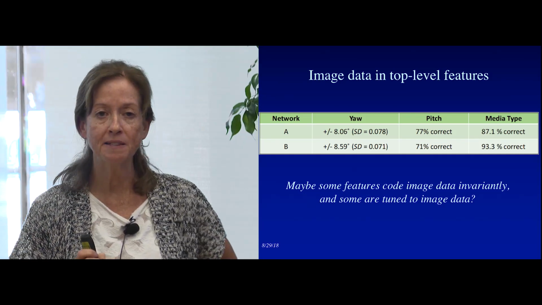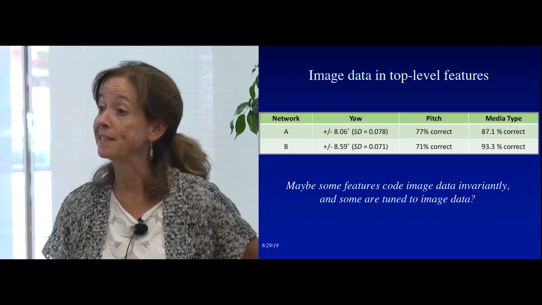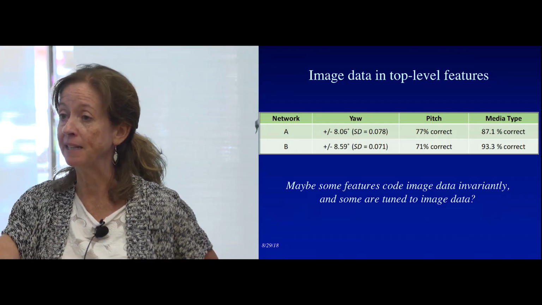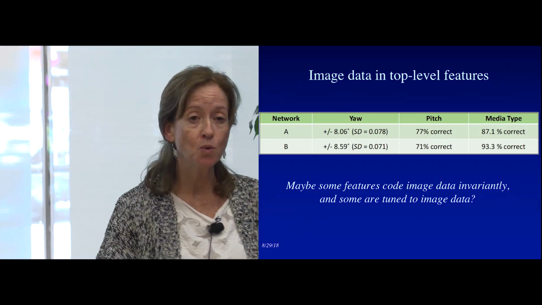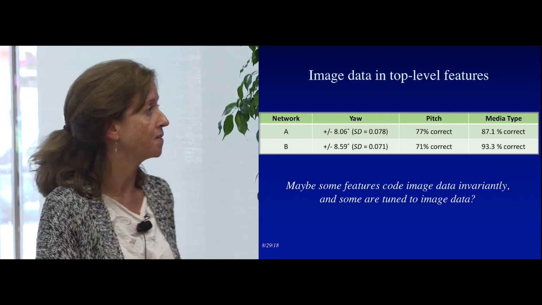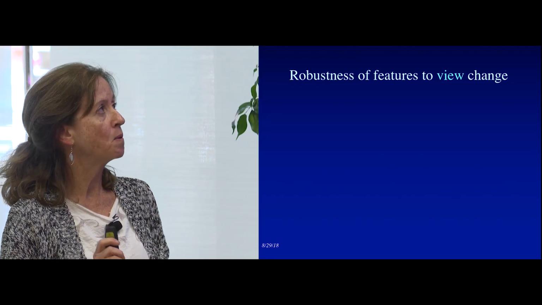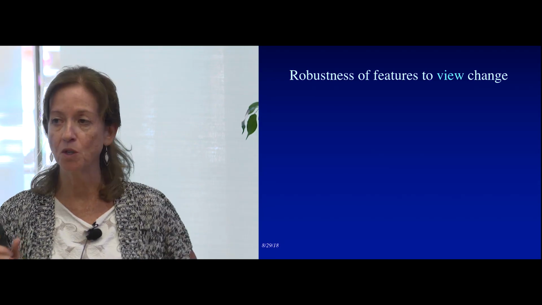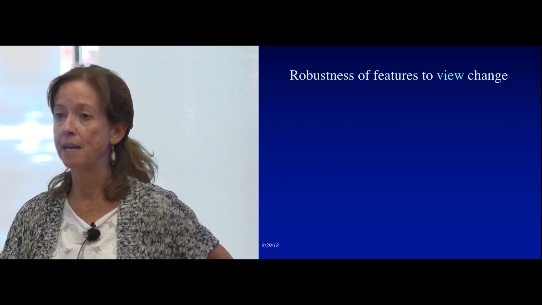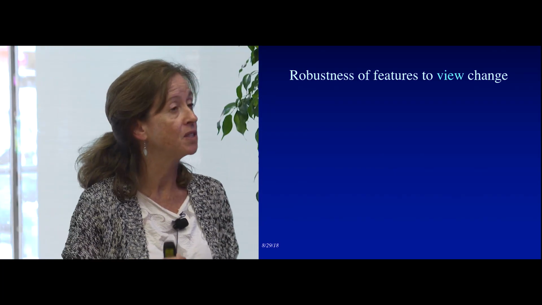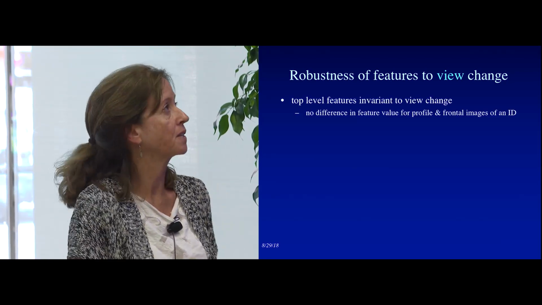So we hypothesized at this point that maybe some features are coding image data in a way that's invariant. And then by features, I mean like the output units, the 512 representation, and maybe some are tuned to the image data, so you've got 2 kinds of neurons up there, so to speak. And so what we did is we took one sample case where we had lots of images, profile and frontal images, and we checked the robustness of individual features across view change. So looking at the view tuning of these units.